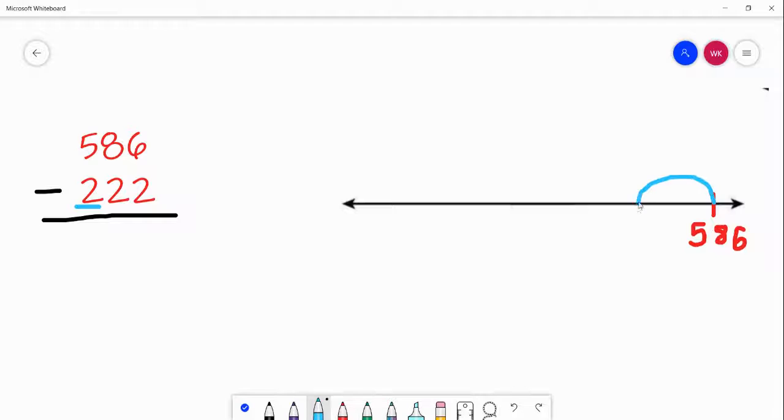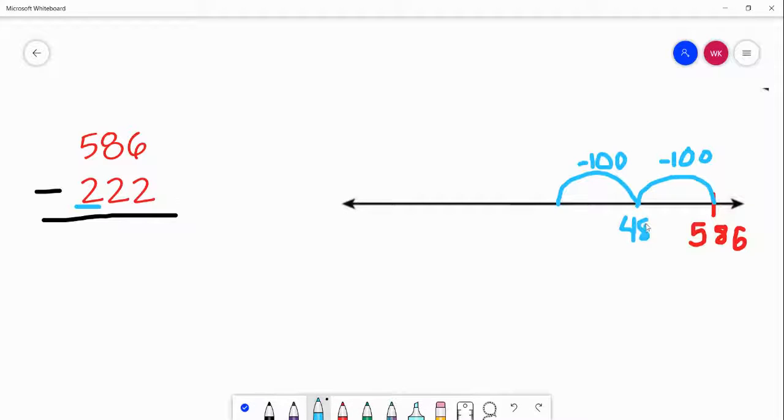So I'm going to subtract 100 first. So I have 100. Remember, I'm always going to label it. Then you're going to subtract another 100. So you're subtracting 2 hundreds. All right, and then we're going to write what our new number is. So 586 minus 100 would give us 486.